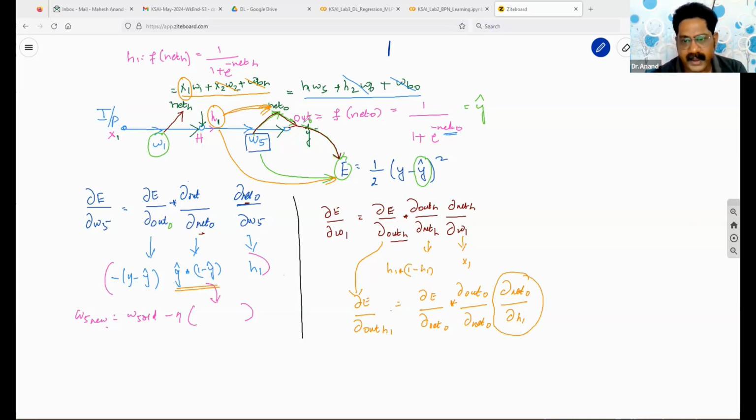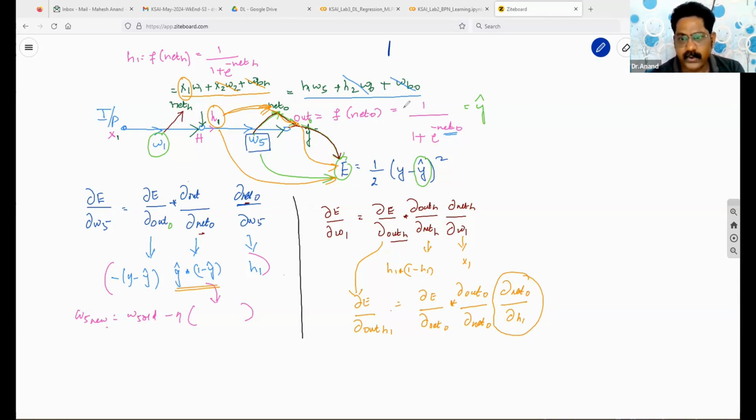How net O impacts out, right? How net O impacts out. And we can easily calculate how out impacts E, right? Indirect route, we are taking the same logic. Whatever the logic we applied for W5, we use the same logic. How H1 impacts net O, how net O impacts out, how out impacts E. We broke down into three components and we are going to calculate this.